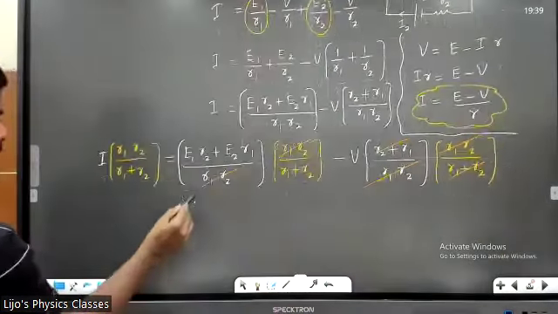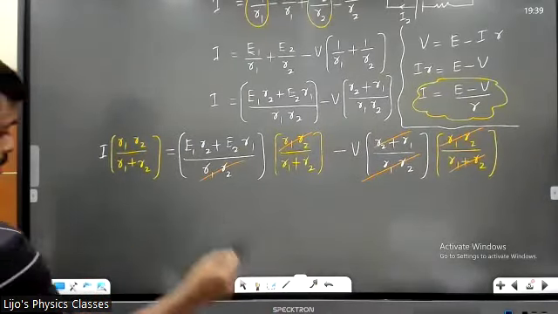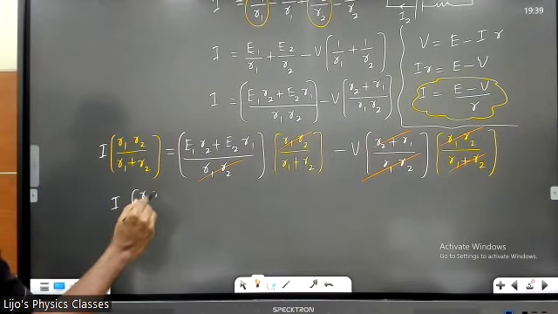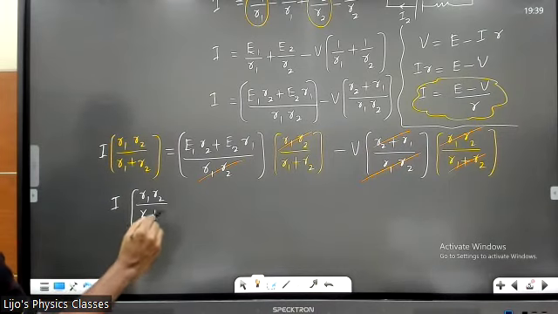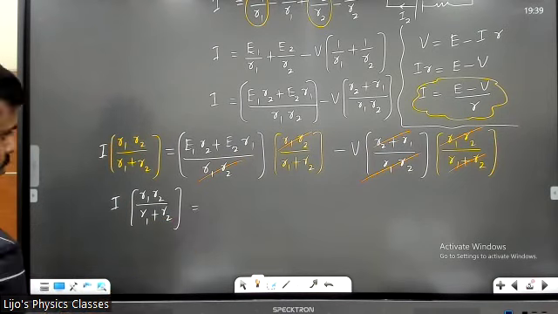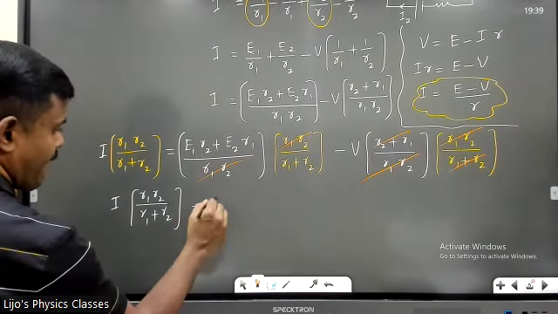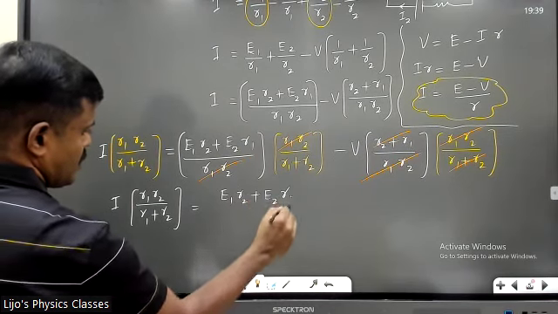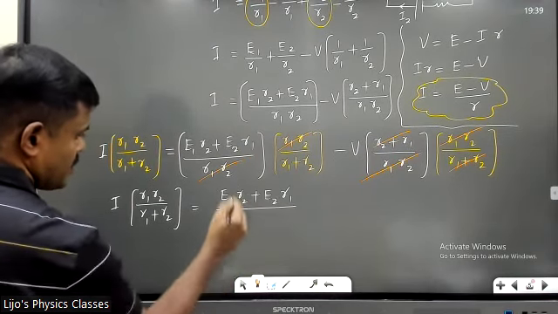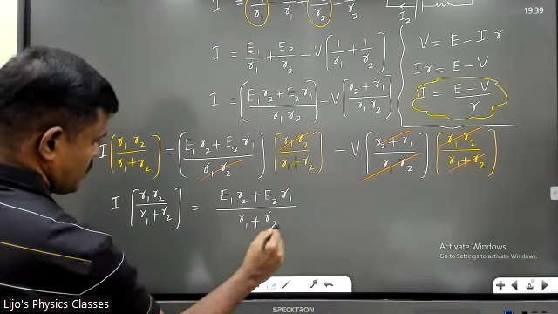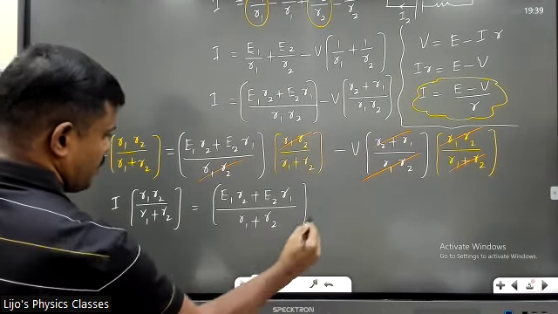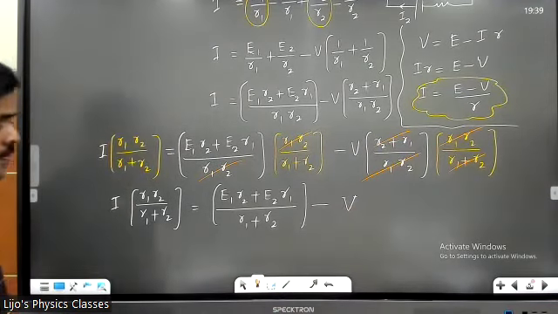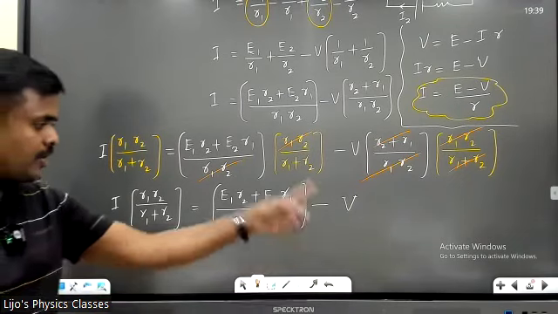Finally, we have something that looks like this. This is what? I into R1, R2 by R1 plus R2 is equal to. Tell me. This is E1 R2 plus E2 R1 by this is R1 plus R2. All right. Minus of, that is V. Finally, get this V to the left-hand side.